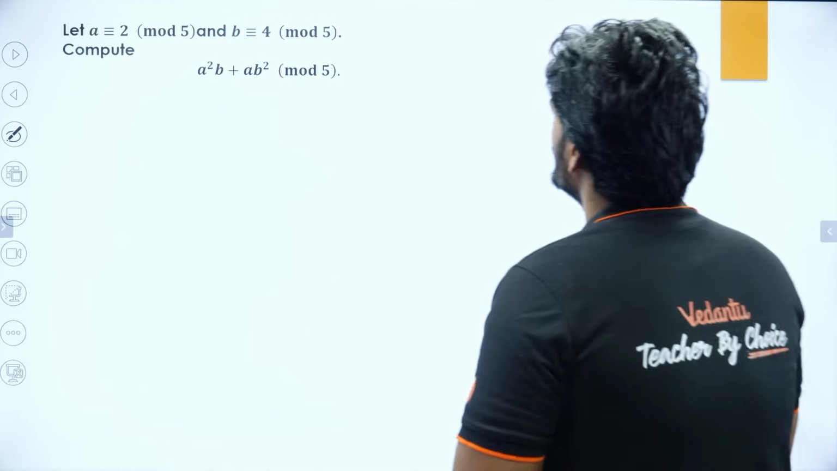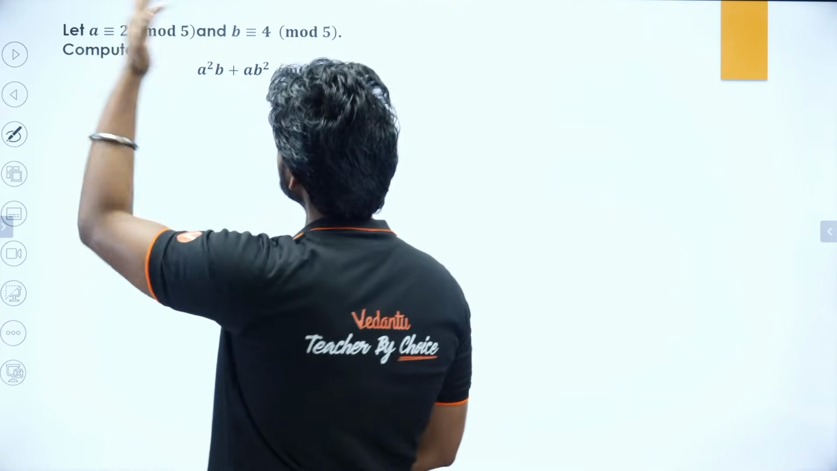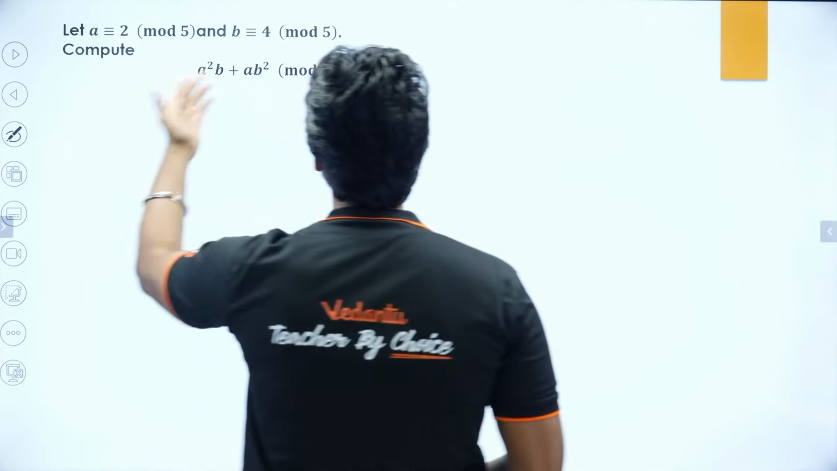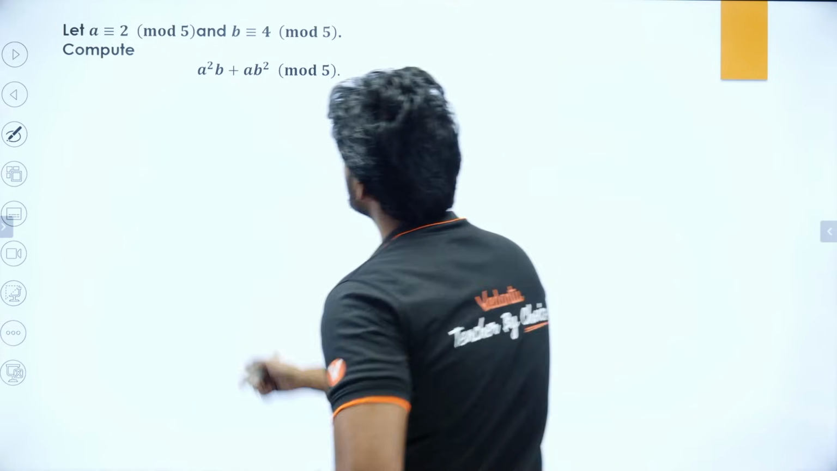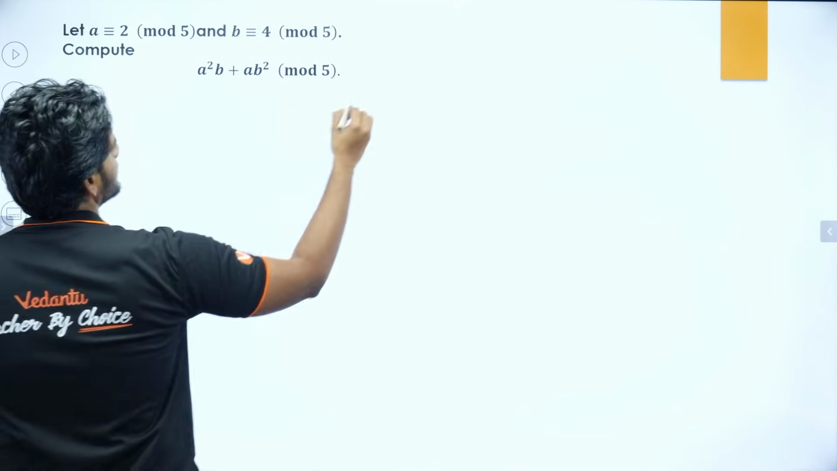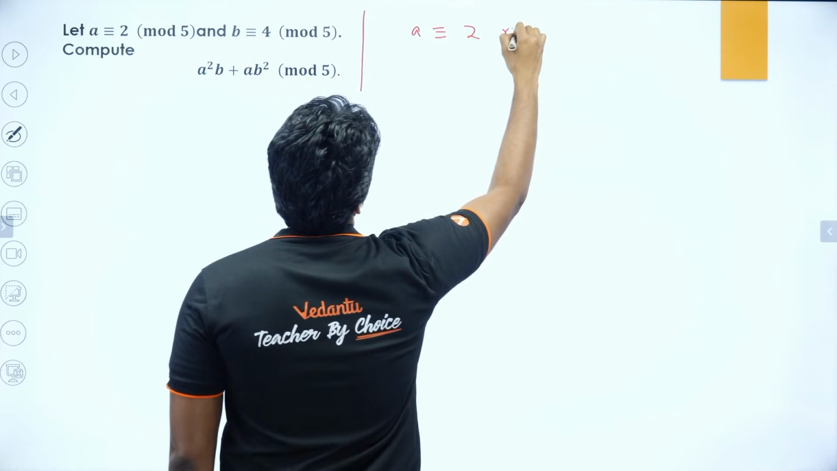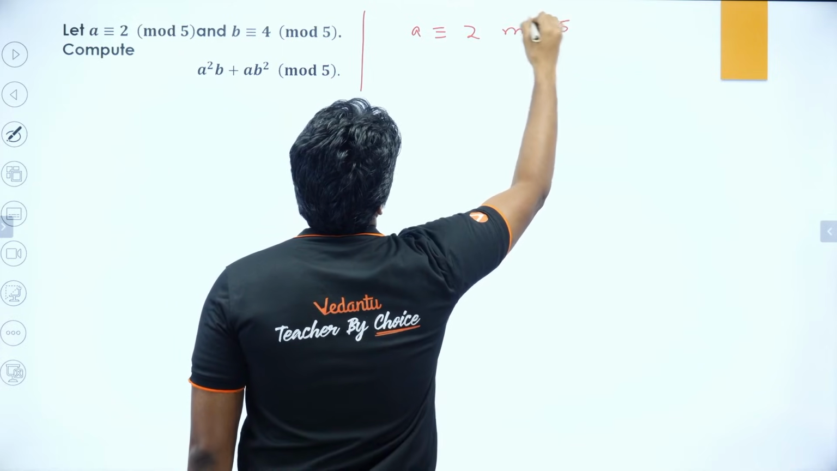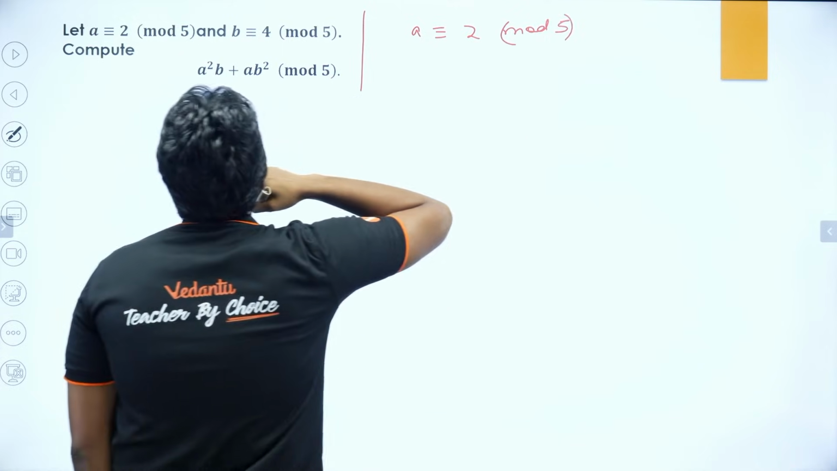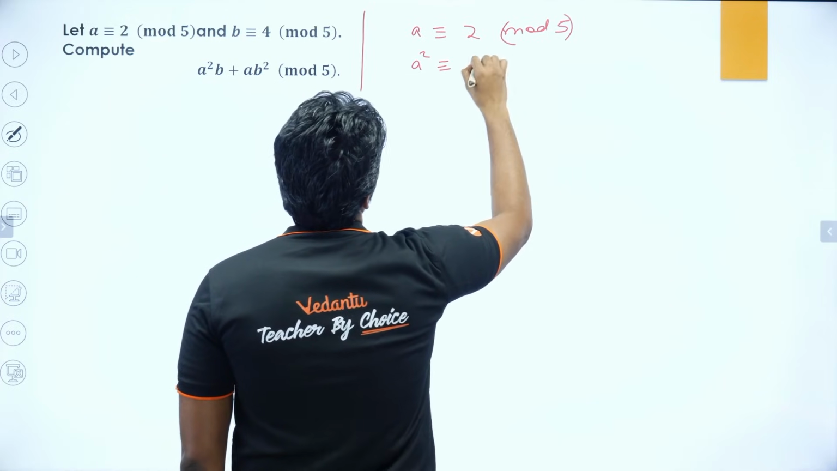Okay. Oh, this is the playing around stuff we just did. A is congruent to 2 mod 5, B is congruent to 4 mod 5. We need to compute this. That's so cool. Let's see. So A is congruent to 2 mod 5. So what is A square? A square is congruent to 4 mod 5.